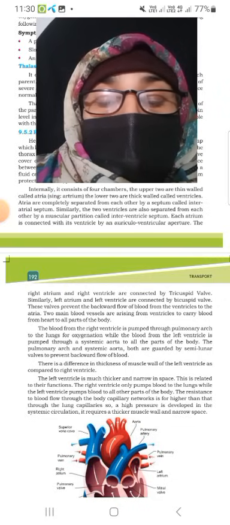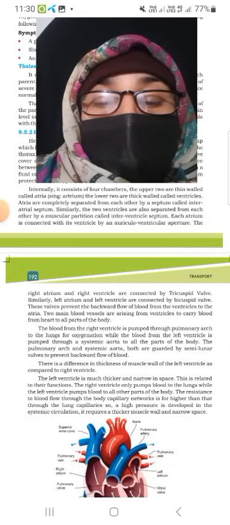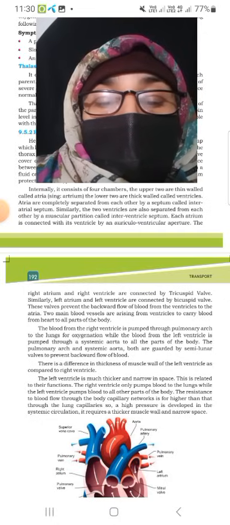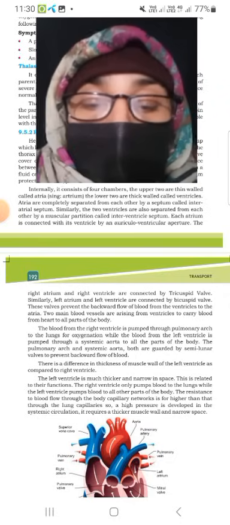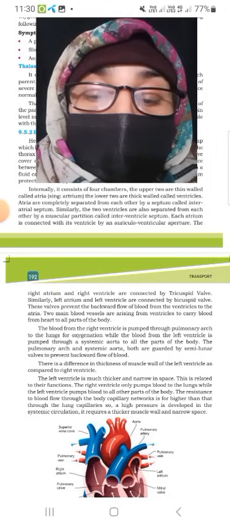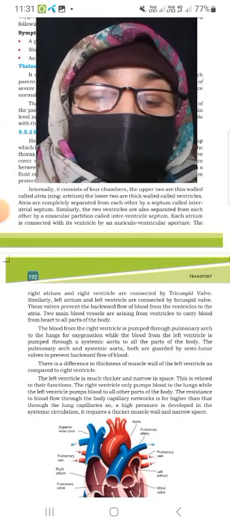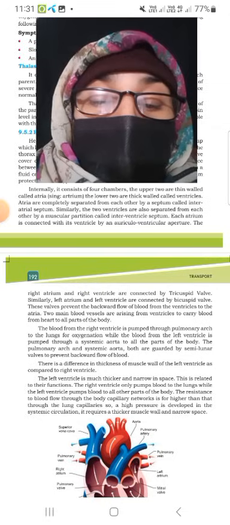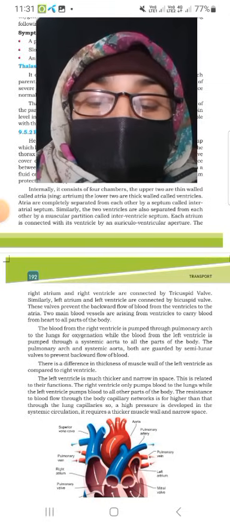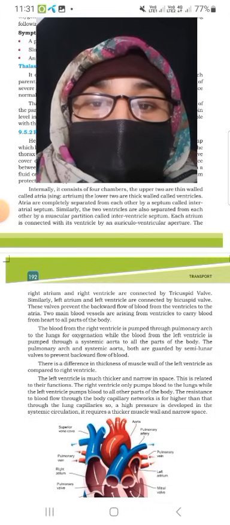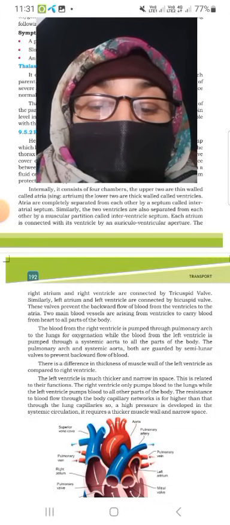Blood is pumped from here to all parts of the body. The blood from the right side is pumped through the pulmonary circulation to the lungs for oxygenation, and the blood from the left ventricle is pumped to all other parts of the body, the systemic circulation. The valves prevent backward flow of blood.